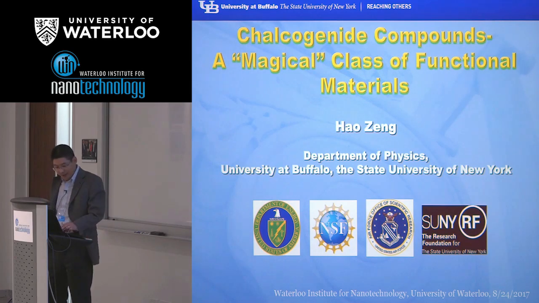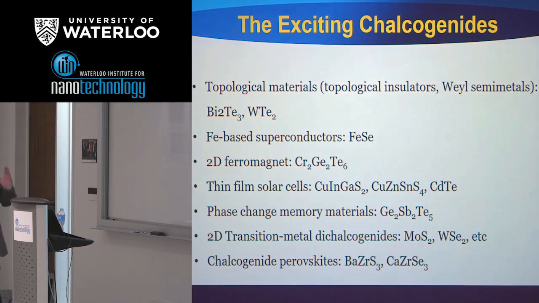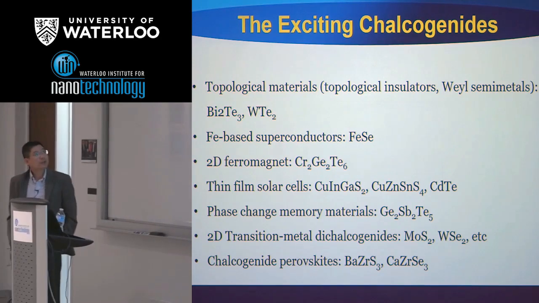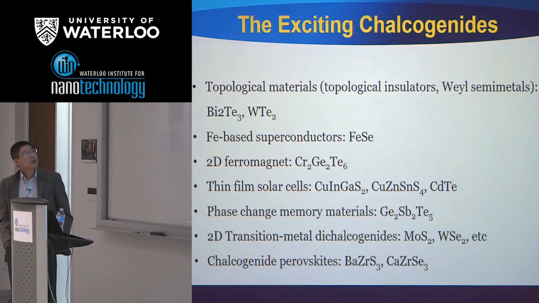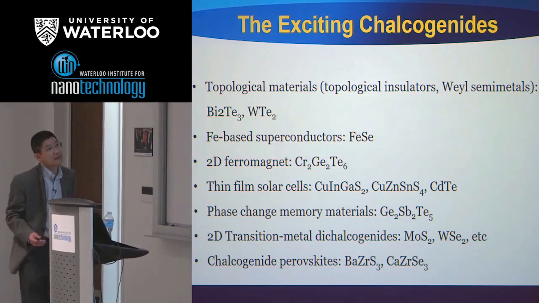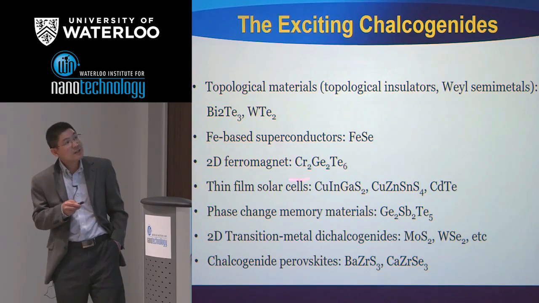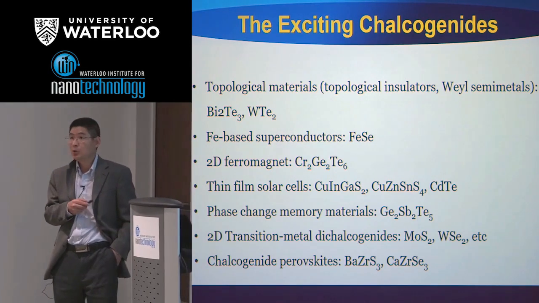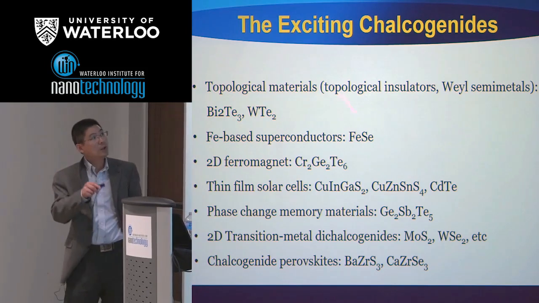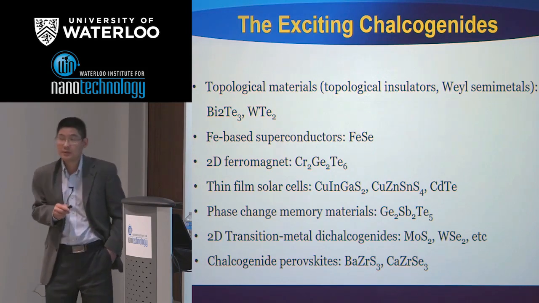And basically what he said is that if you look at the exciting topics today in condensed matter physics, most of the materials actually involve these chalcogenide compounds. I can name a few here. For example, topological materials, including topological insulators, Weyl semimetals, iron-based superconductors, and the recently emerged topic of two-dimensional ferromagnets. If you look at it, you can see all of them are chalcogenide compounds.